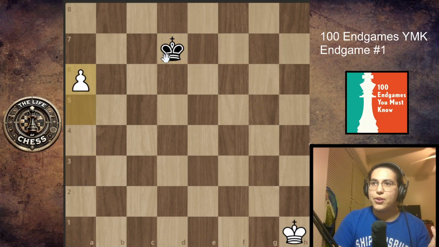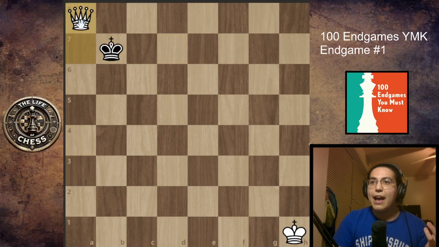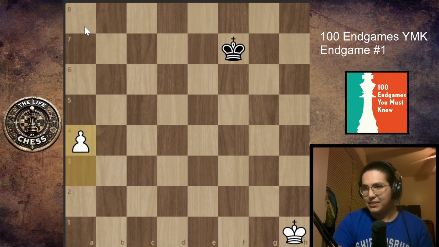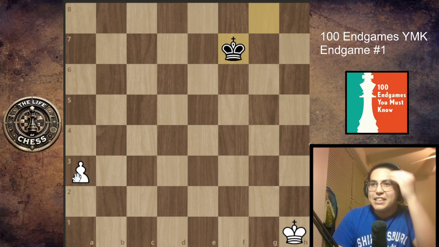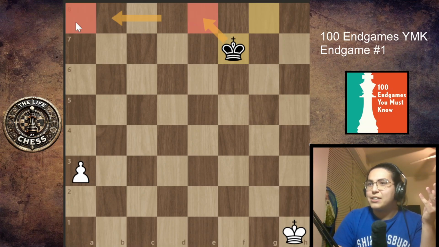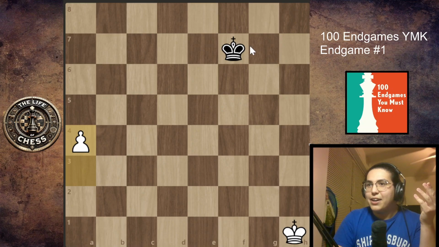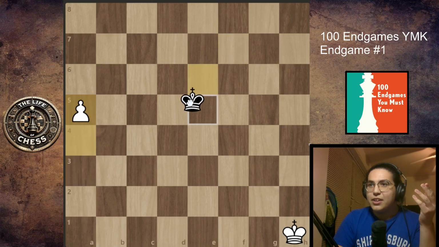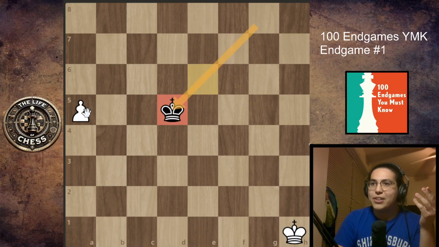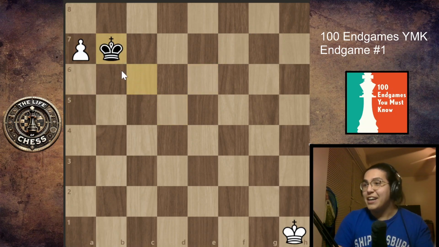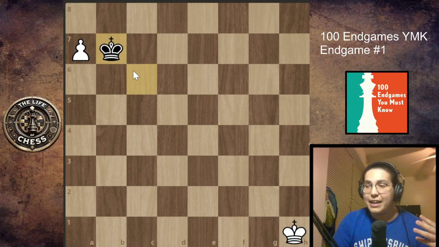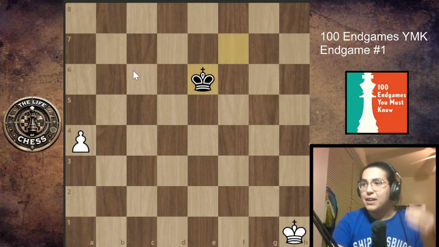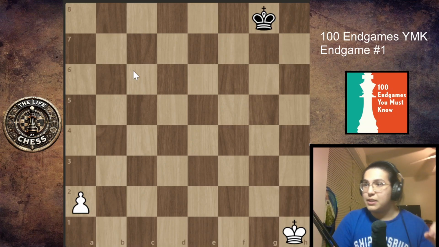Just to follow through here, it looks like this. And the really cool part about this is that it doesn't even matter if black stays near the back rank. Like, black could, if they really wanted to, go forward like this, just to go backwards. It doesn't really matter. Black is within the square of the pawn. So that's the first part of endgame number 1.